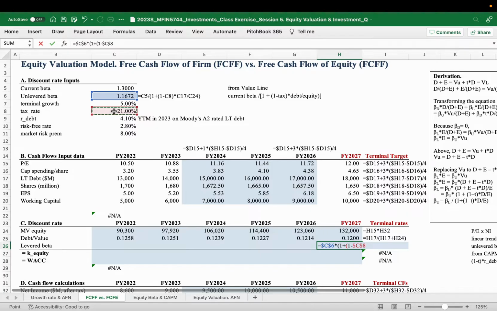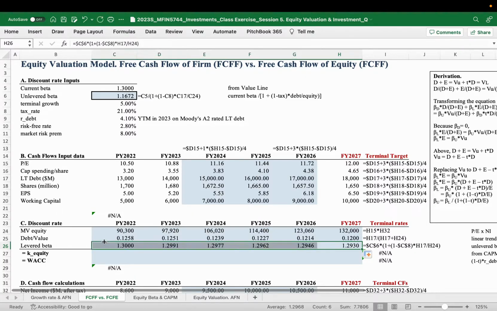Let's fix this cell, and times, and what is the capital structure? Where's capital structure? Here we go. This long-term debt, now divided by the market value of equity. Then let's close. So we have now the beta. This is from the unlevered beta. Now we get the levered beta with the capital structure.